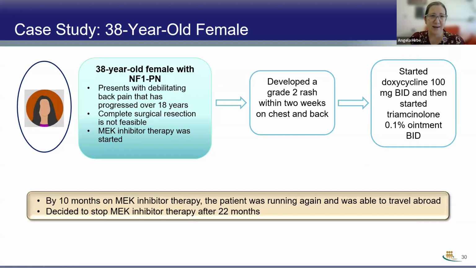So this patient did develop a grade 2 rash within 2 weeks on her chest and back. We ended up starting doxycycline as well as a triamcinolone ointment, and her symptoms did improve. By 10 months on MEK inhibitor therapy, she was running again. She was able to travel abroad. She and her husband were playing sand volleyball again. And ultimately, she decided to stop the MEK inhibitor therapy after 22 months. She had been doing well, so almost 2 years on therapy. And really, her symptoms did not return.